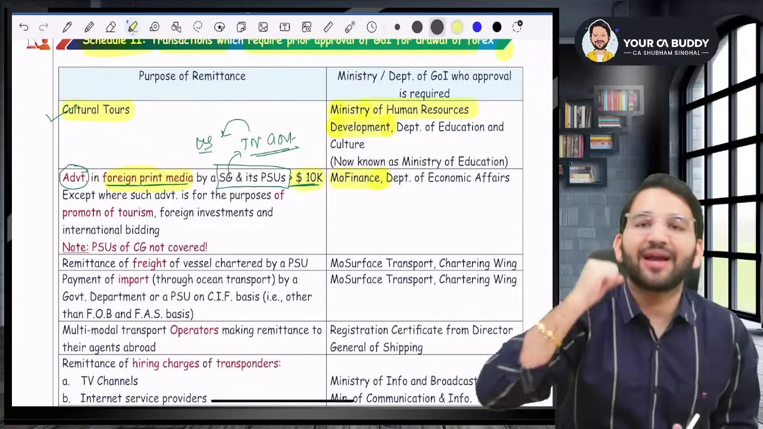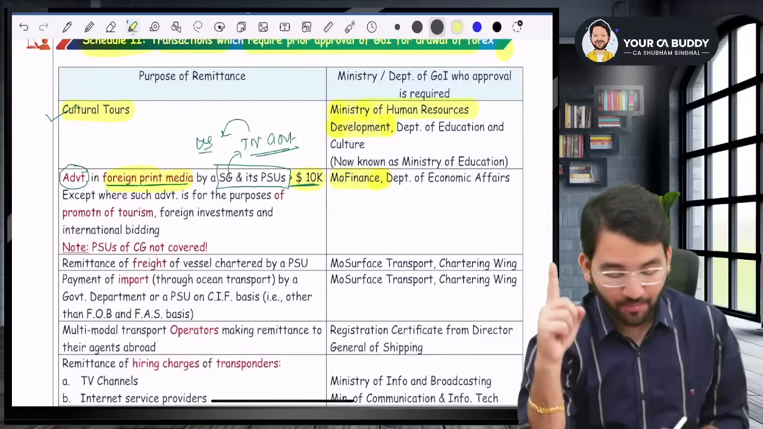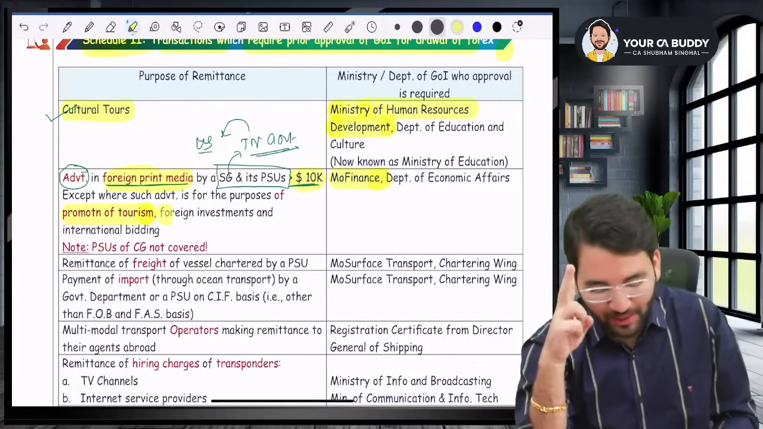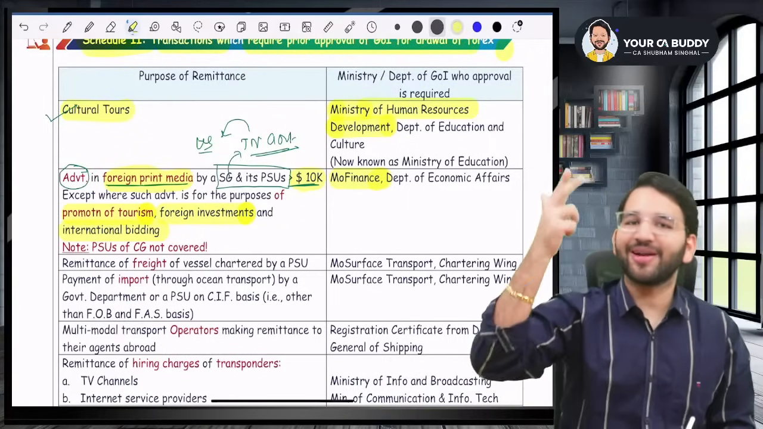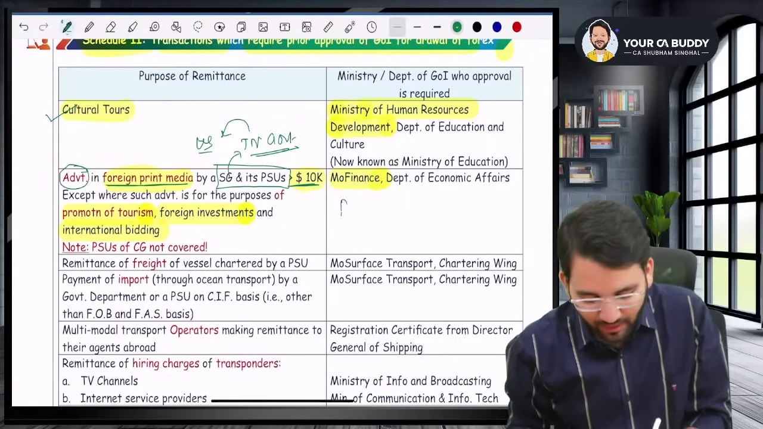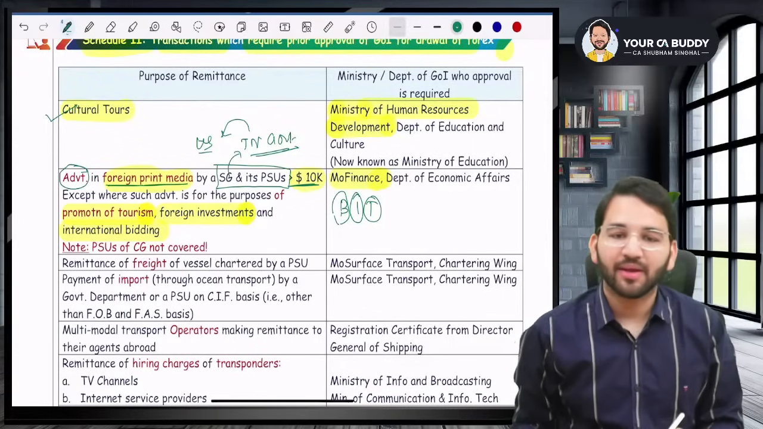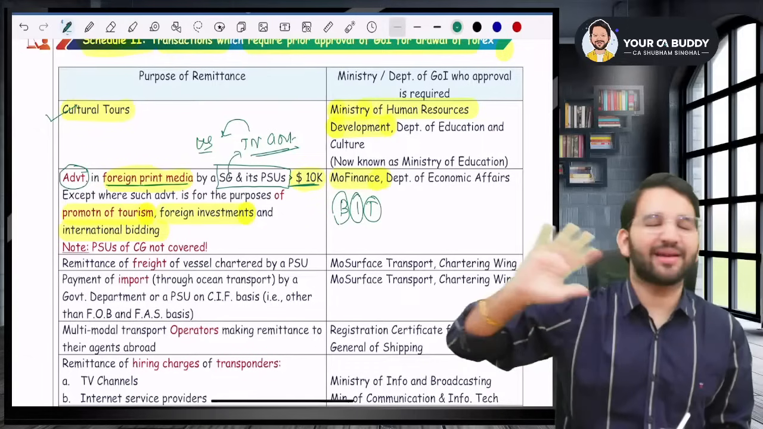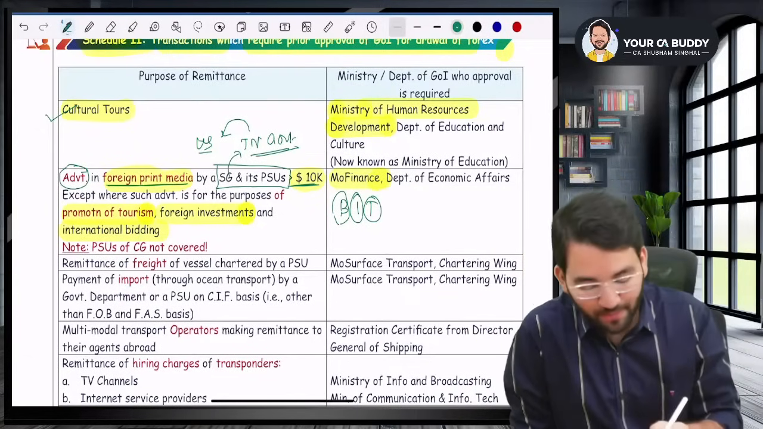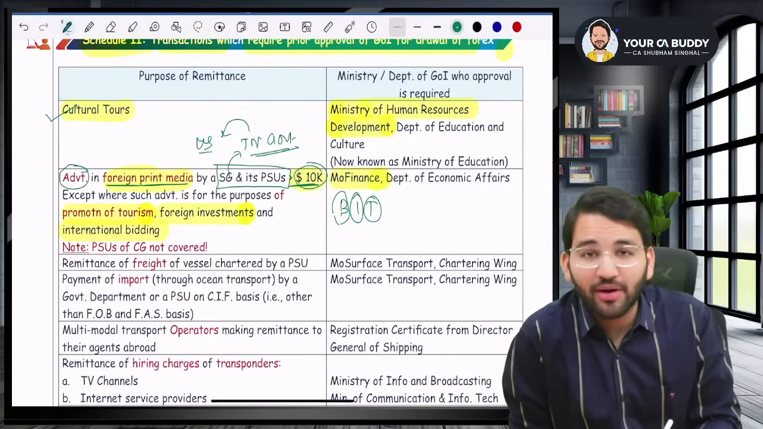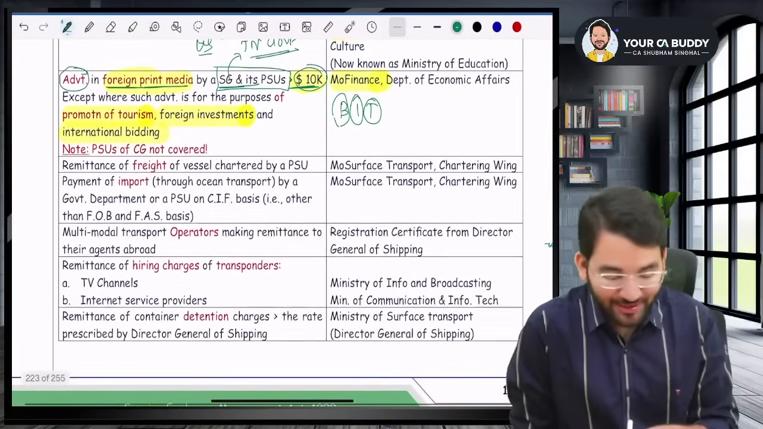But sir, if that advertisement is for three purposes, then approval is not required. What are the three purposes? Number one, to promote tourism, bring foreign investment, and for international bidding. Tourism, foreign investment, and bidding. If you are doing it for these three purposes, then approval is not required. But other than that, if you are doing advertisement in foreign print media and it exceeds $10,000, and this is for state government and PSU, then you will have to take approval of Ministry of Finance.